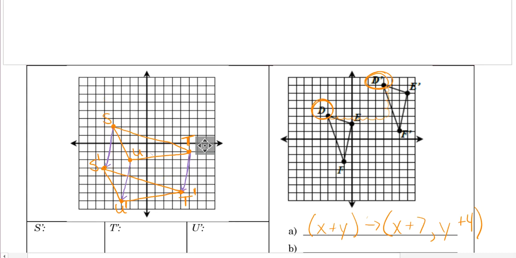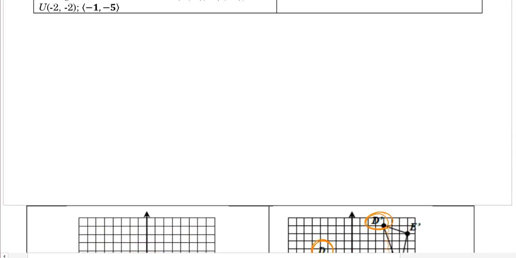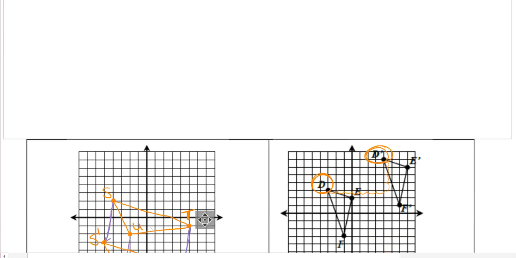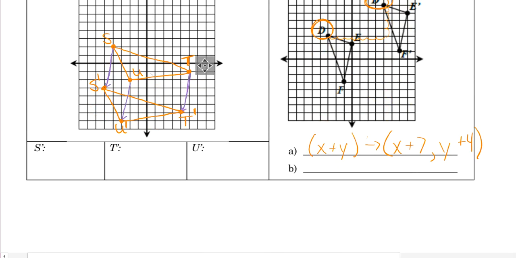Then if I am looking at vector component form, I'm going to be using those values. So I have 7, 4, because I am moving horizontally 7 and then vertically 4.